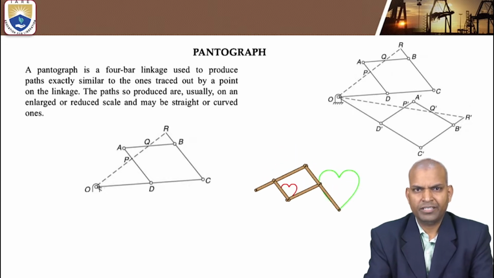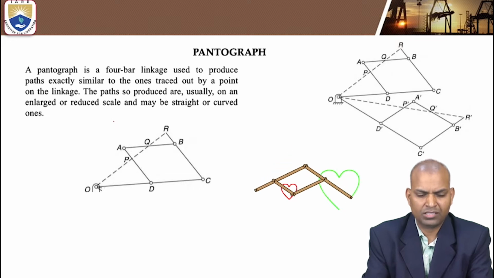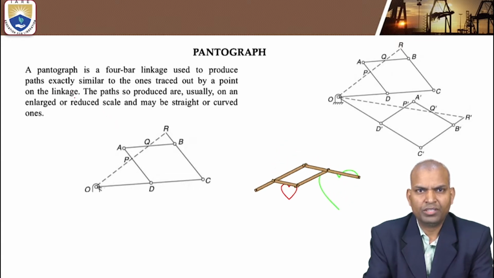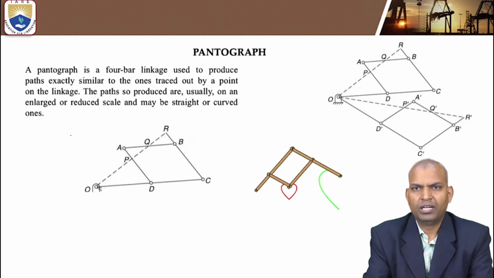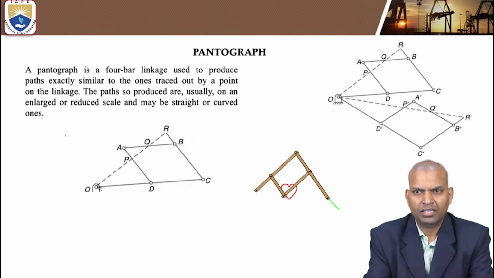So let me read. A pantograph is a 4-bar linkage used to produce paths exactly similar to ones traced out by a point on the linkage. So it consists of a 4-bar linkage. It is a 4-bar mechanism. Whether you want to draw straight lines or curved ones, you can.